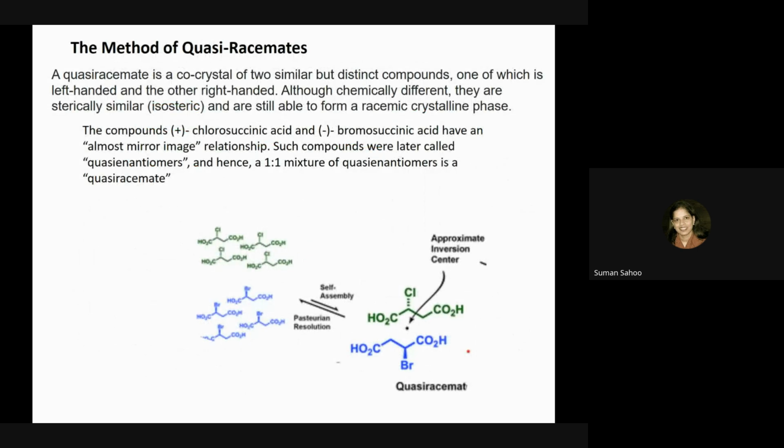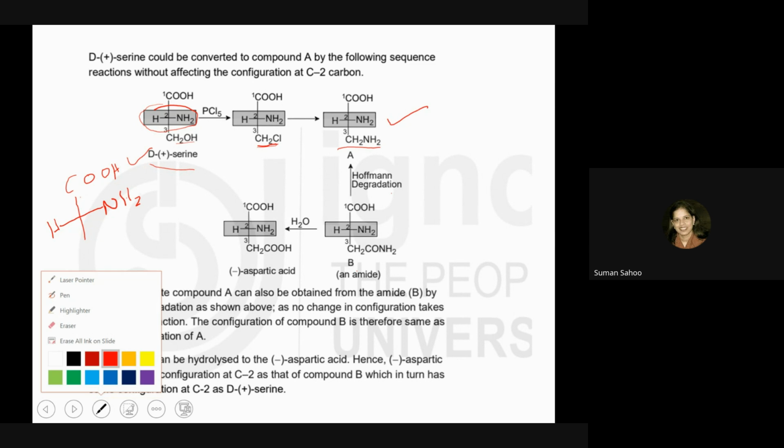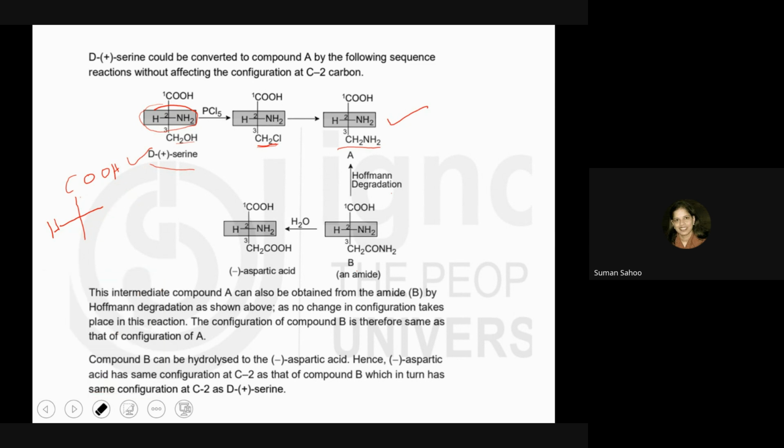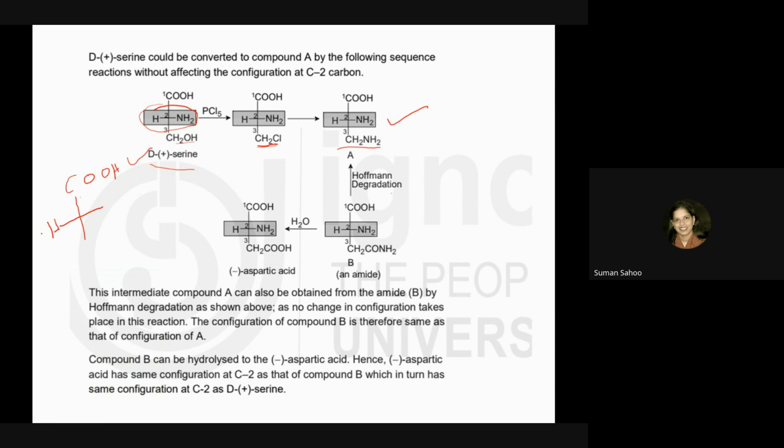Another method is the quasi-racemate. We know that a racemate or racemic mixture is obtained when, suppose here I have D-serine, its enantiomer or mirror image would have NH2 on your left hand side and hydrogen on your right hand side. So it would be the mirror image of your D-serine.